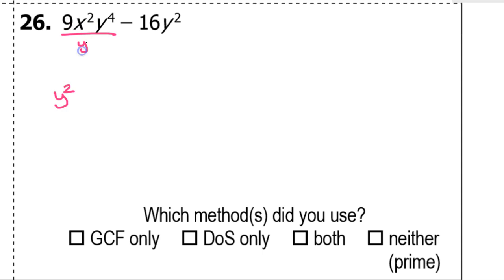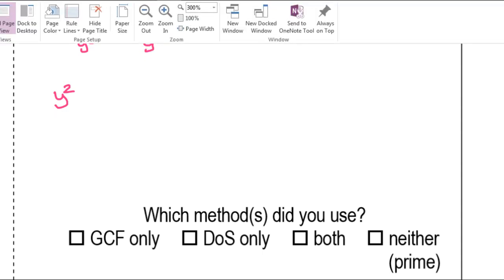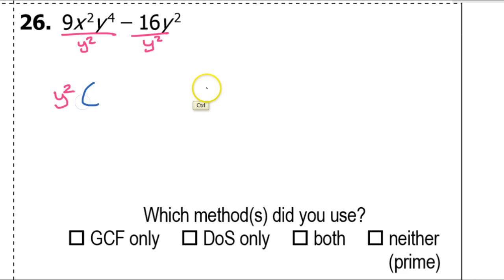So let's go ahead and divide by the greatest common factor, because that will tell us what to put inside the parentheses. So that's going to leave us with 9x squared y squared. All right, 2 of the y's cancel out. And this will leave us with minus 16 with no y's, because the y's all cancel out. So fine, we have a GCF, but will it be GCF only?